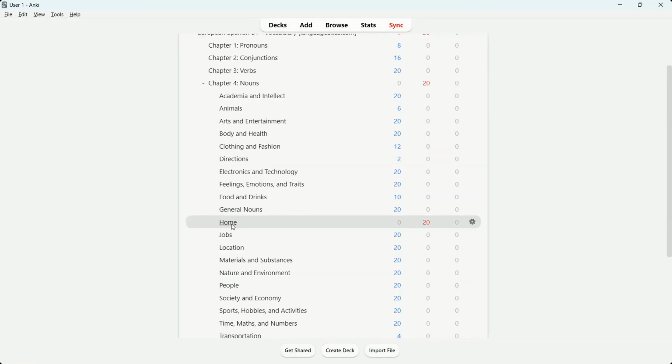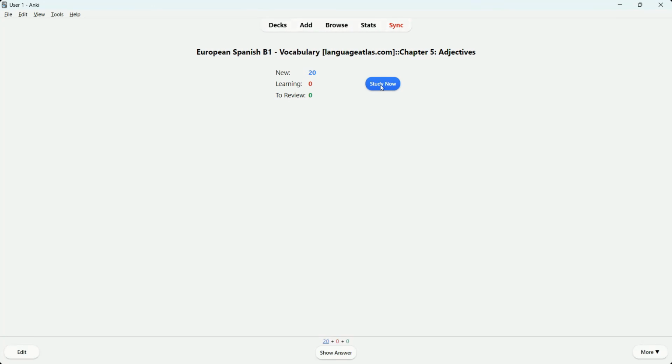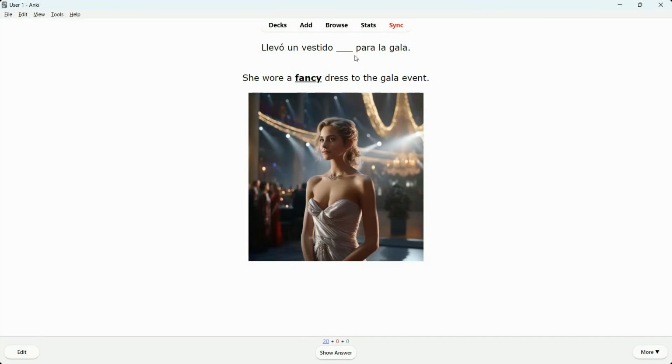First card type, we have fill in the blank. Second card type, actually type it. I'd like to go to chapter 5, adjectives. I'd like to go on to study now. And this is what we see. We see a Spanish sentence with a blank area. We see the English translation. And we see fancy. She wore a fancy dress to the gala event. And of course, a picture.